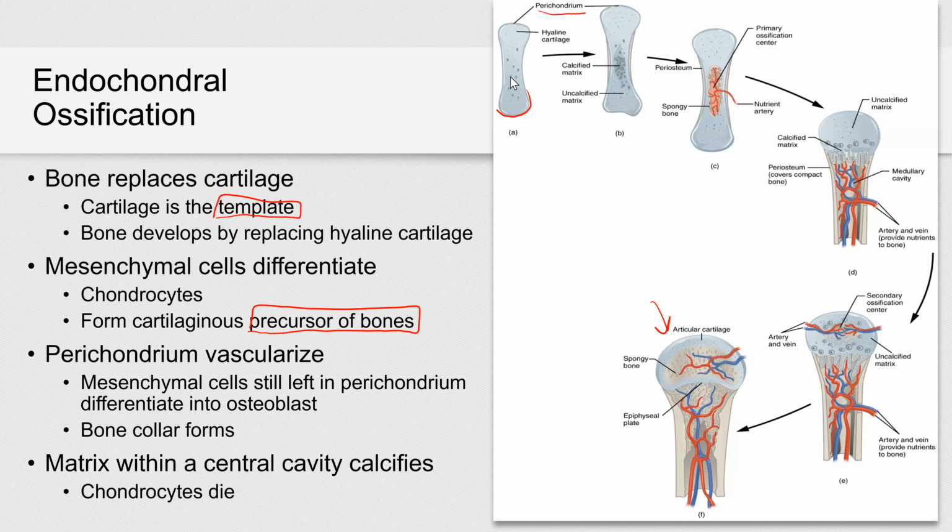Now, we have this template made of hyaline cartilage. We have perichondrium. Inside this perichondrium, we still have mesenchymal cells. And now these mesenchymal cells differentiate into osteoblasts. And what osteoblasts do is start depositing bone. So it's depositing bone right in the middle of this template, this part that will become the diaphysis. And it's deposited all around it.